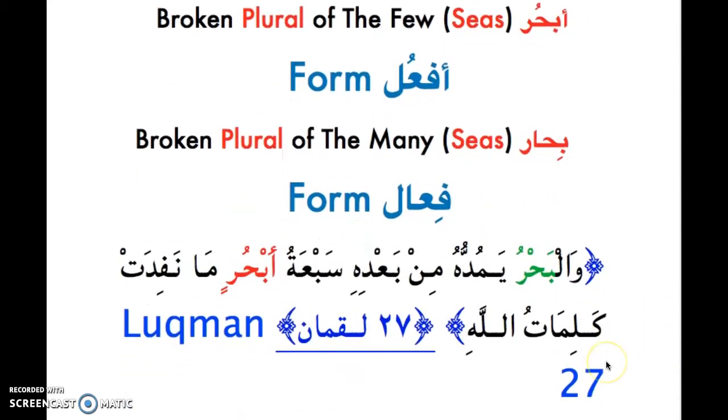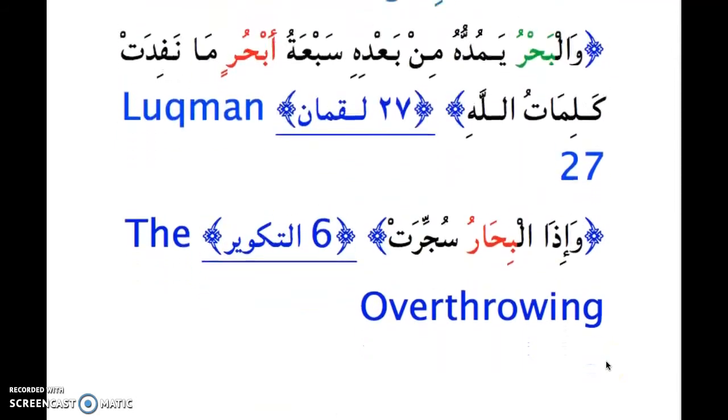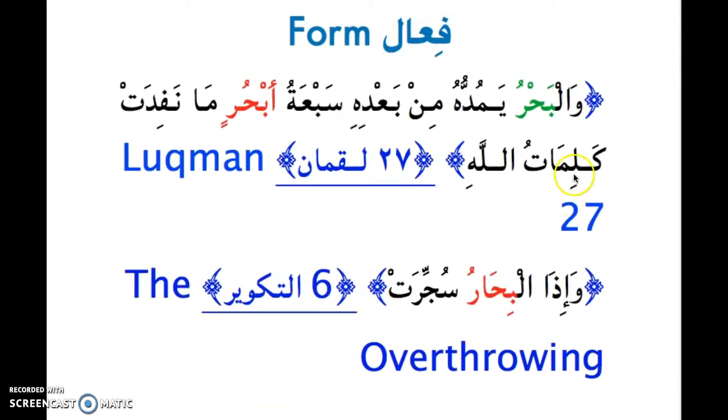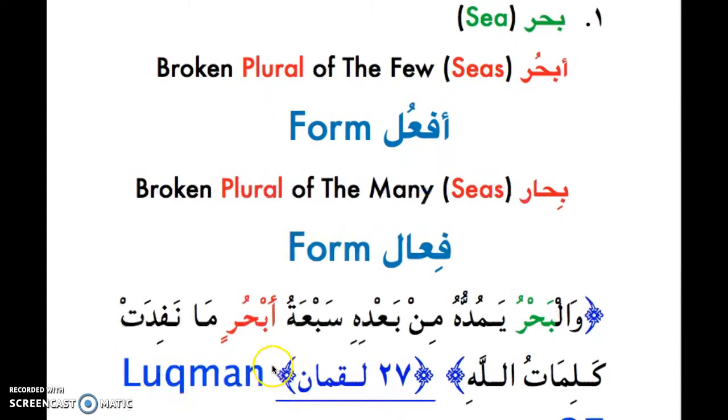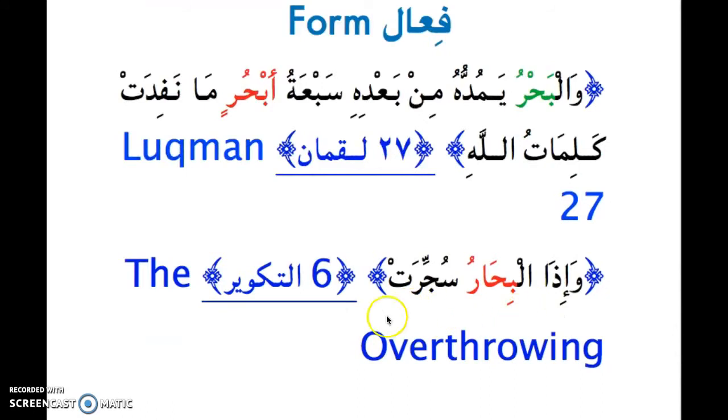And we can see it in the Quran in those two verses. First one is in Luqman, ayah 27, wal bahr. So see here, this is the singular form, bahr, with alif lam, and here we have abhur in the same ayah. This one is the plural of the few, seas, meaning seas.